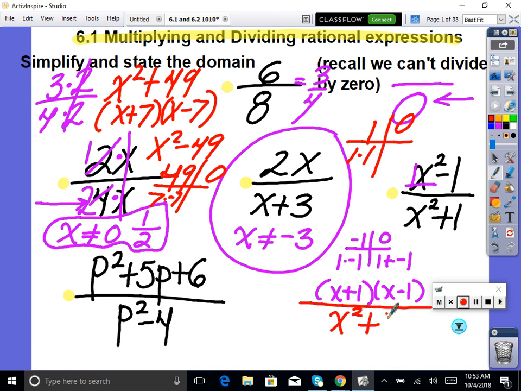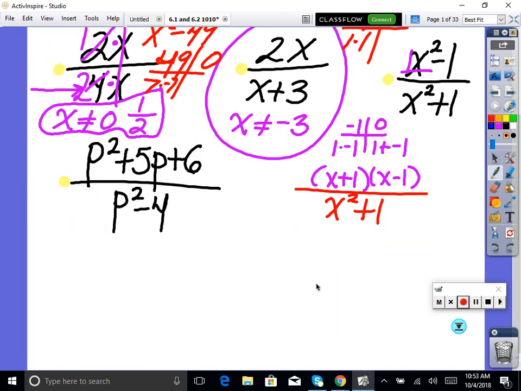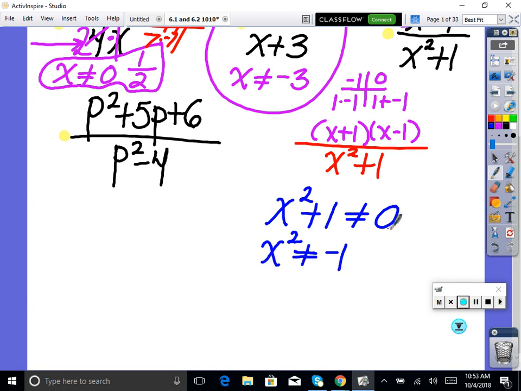X squared plus 1. Okay, so now we restrict, and then we divide. So when we restrict our denominator, we set it equal to 0. So let me show you something here. So x squared, there's this weird delayed response going on. I need to figure out what's going on with my computer. So x squared plus 1 can't equal 0. Isn't that a true statement? So solve for x. So I have x squared cannot equal -1 because I subtracted 1.